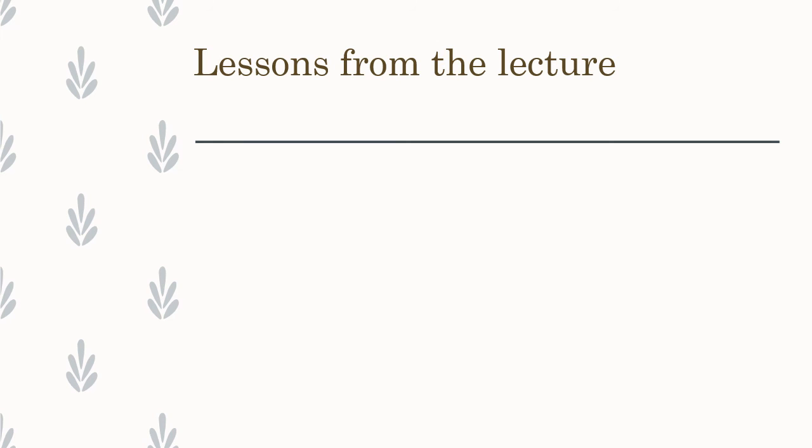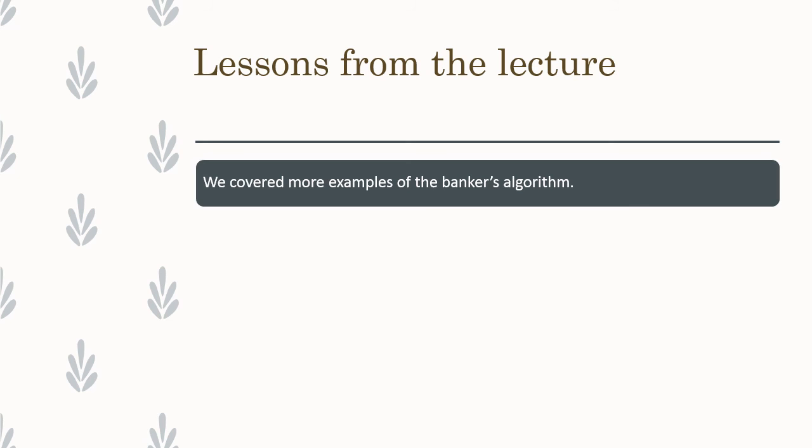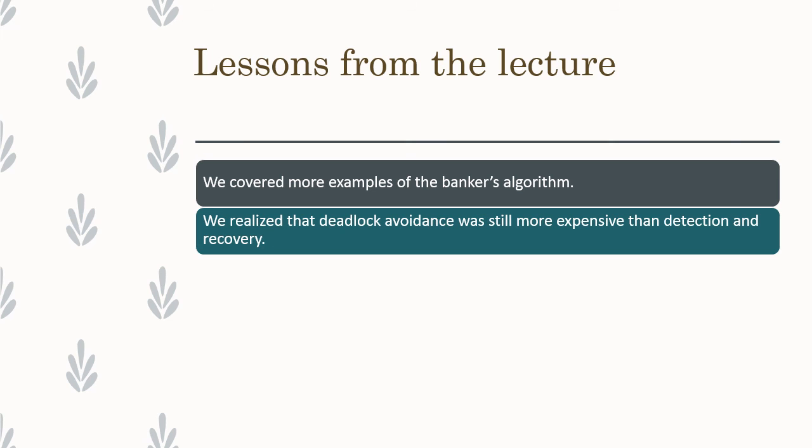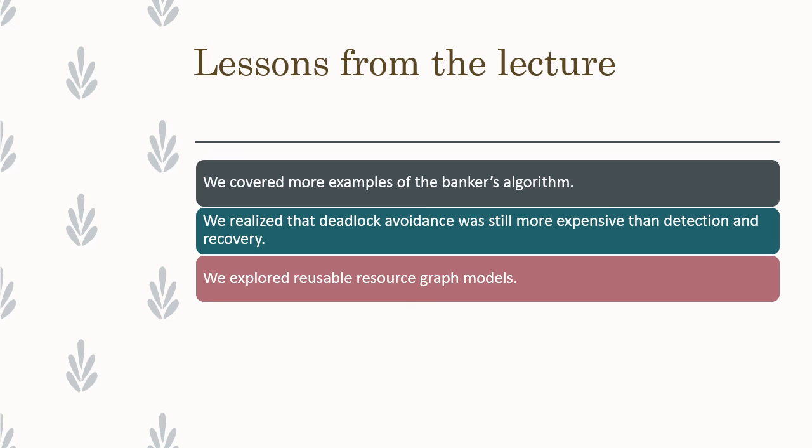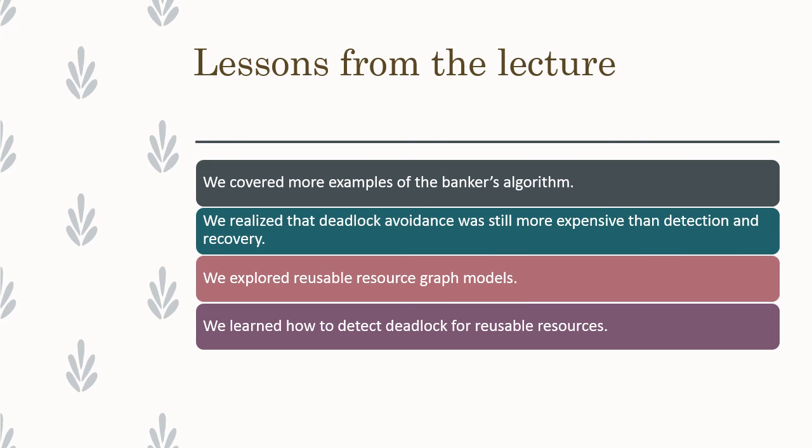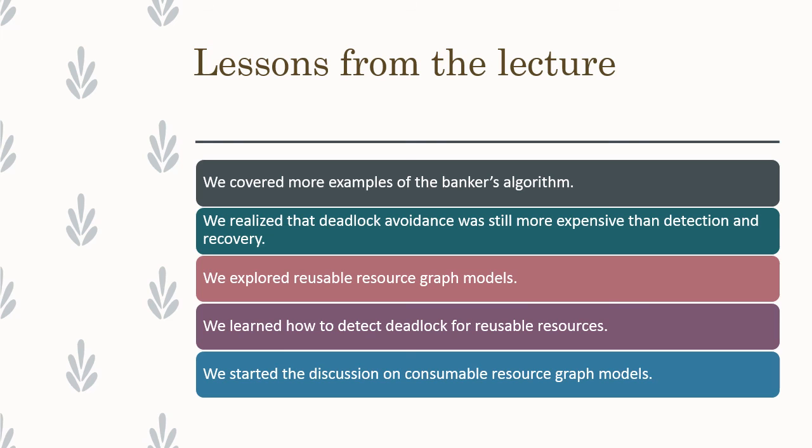Discontinuing our discussion here, let us look at the lessons we learned from this lecture. We covered more examples of the banker's algorithm. We realized that deadlock avoidance was still more expensive than detection and recovery. We explored reusable resource graph models. We learned how to detect deadlock for reusable resources. We started the discussion on consumable resource graph models.